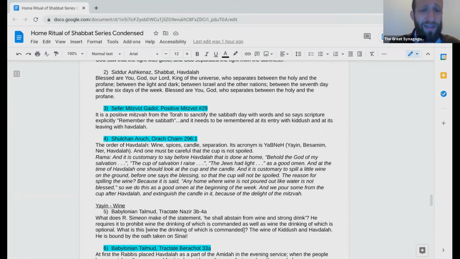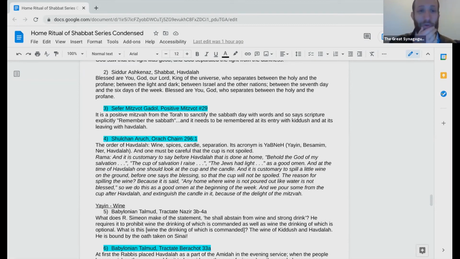And at the time of Havdallah, one should look at the cup and candle, and it's customary to spill a little wine on the ground before one says the blessing so that the cup will not be spoiled. The reason for spilling the wine, because it is said any home where wine is not poured out like water is not blessed. So we do this as a good omen at the beginning of the week, and we pour some of the cup after Havdallah and extinguish the candle in it because of the light of the mitzvah. So it's why we do that. We pour a little wine and then put out the light at the end of Havdallah. It's showing it's a good omen for blessing, and it's also showing how precious the mitzvah is to us, that we're using a little bit of wine to facilitate ending it.